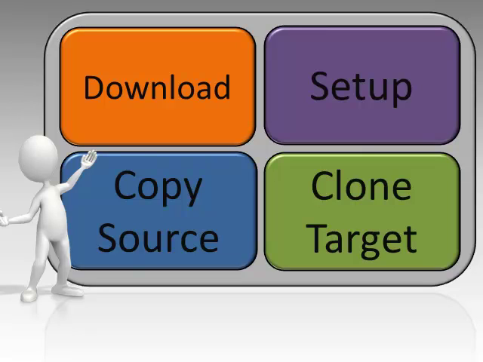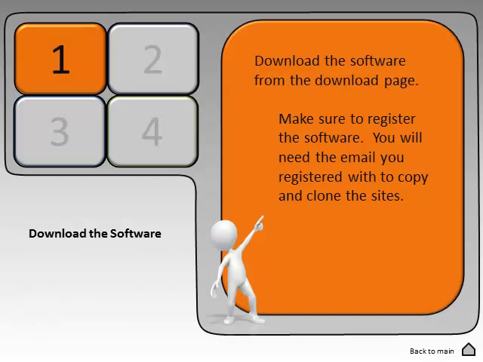Step one, you download the application. Two, you set up the source. In other words, you do a few things to the domain that you're trying to copy. Then you actually copy the source. That's done in the browser. And then you clone the target site. There's a little two-step process within that, so we're going to go over that in a little more detail in the next slide.